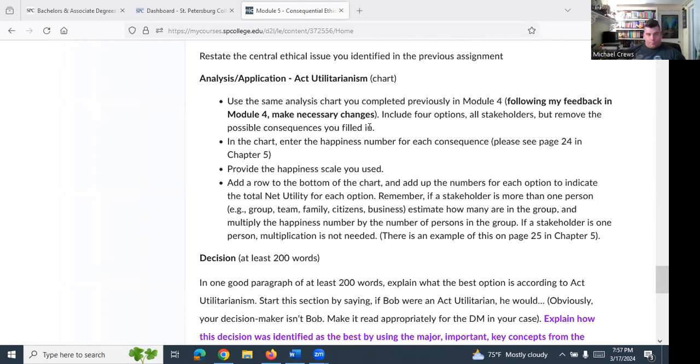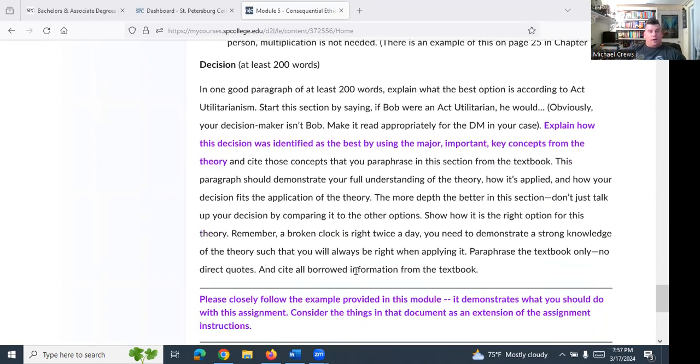Okay, and then again, like I said, page 24, page 25 is going to be helpful. Make sure you hit all these bullets, and then the last part, you're going to state your ethical issue. You're going to fill out the chart.